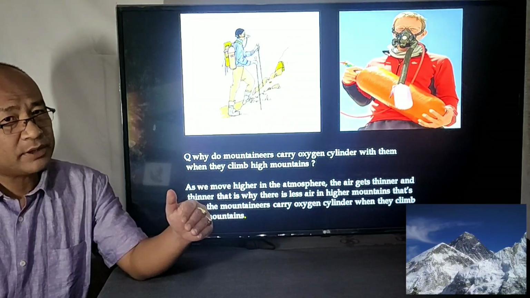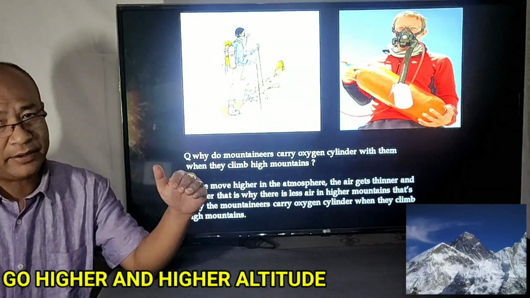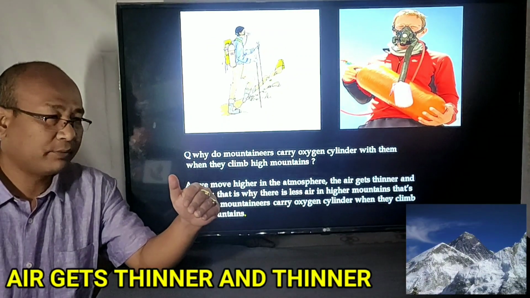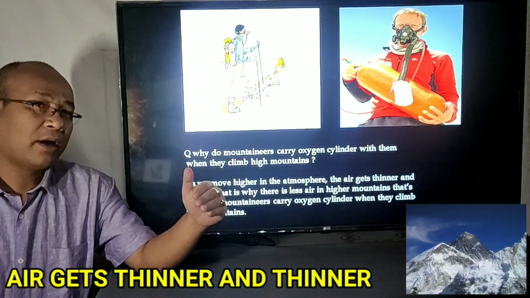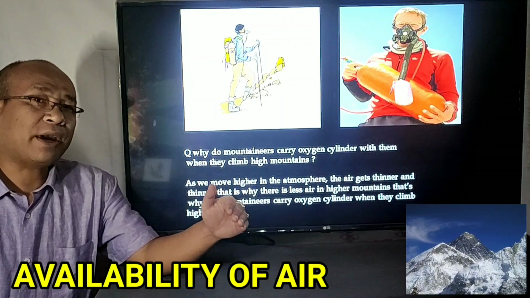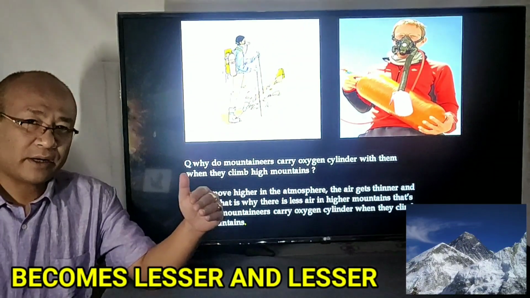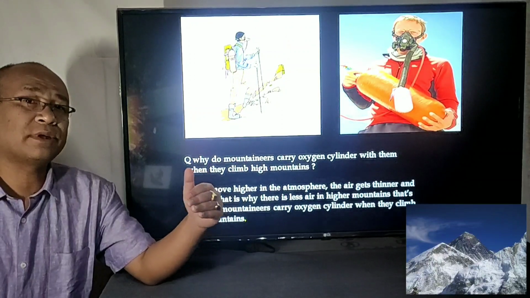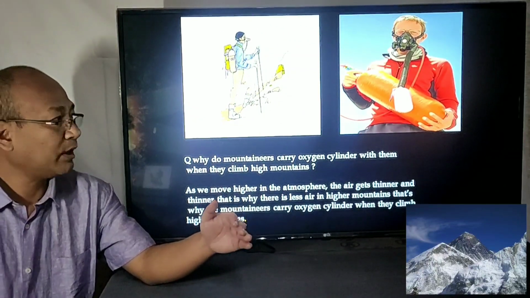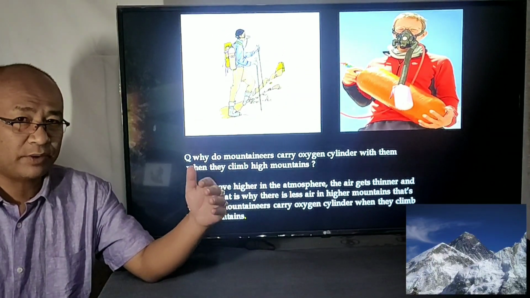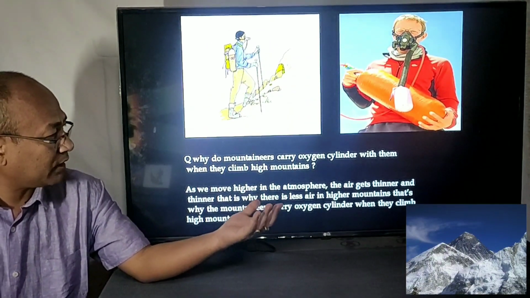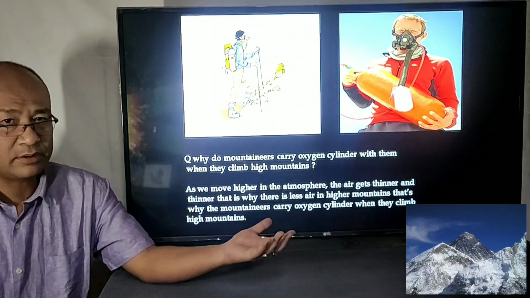Now what happens is, as we go higher and higher, the altitude, the air gets thinner and thinner. So when it gets thinner, what happens? The availability of air becomes lesser and lesser. So in the high mountain, the mountaineers have to survive, so they have to carry the oxygen cylinder with them. That is why the mountaineers carry oxygen cylinders when they climb high mountains.